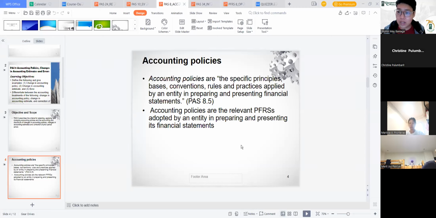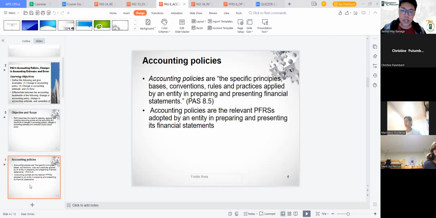What is your basis when it comes to costing the inventories? Are you using FIFO? Are you using average? So accounting policies serve as a basis. And accounting policies are basically the relevant PFRS. Ayan, PAS 2 for inventories, PAS 16 when you depreciate for PPE, adopted by the entity in preparing and presenting its financial statements. So accounting policies yon, yung mga sinusunod daw ng entities. Anong accounting standards? Anong PFRS yon? Basically, these are the accounting policies.